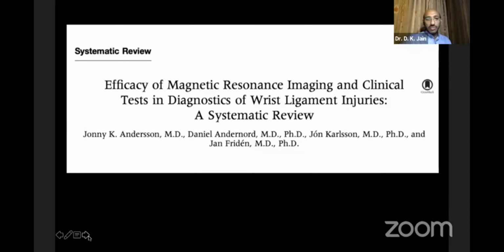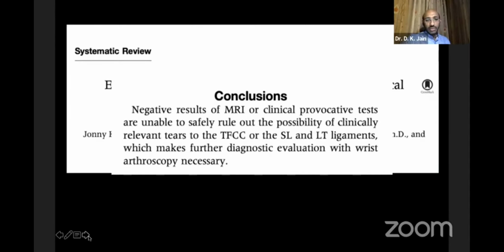These are some of the studies which show the efficacy of MRI and clinical tests in the diagnosis of wrist ligament injuries. One study in 2015 concluded that negative results of MRI or clinical provocative tests are unable to safely rule out the possibility of a clinically relevant lesion. The word was very clearly mentioned. These three were usually the most common culprits or offending issues: the TFCC, the scapholunate, or the lunotriquetral ligament injuries. That's where the diagnostic role of wrist arthroscopy starts.